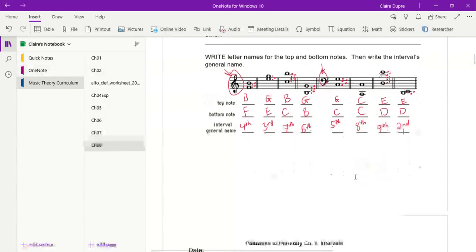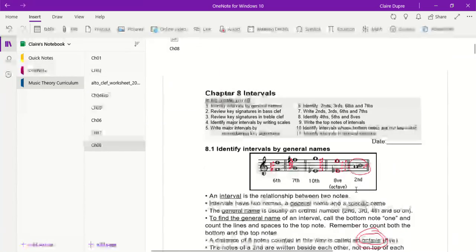Those are general intervals. And that's it. Pretty simple.